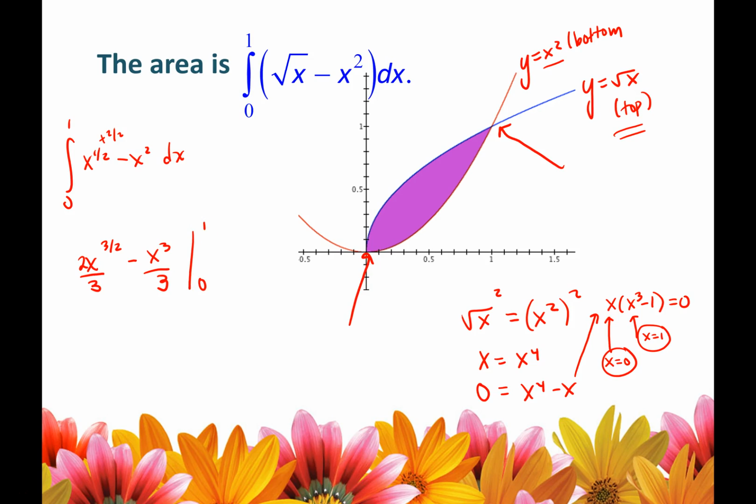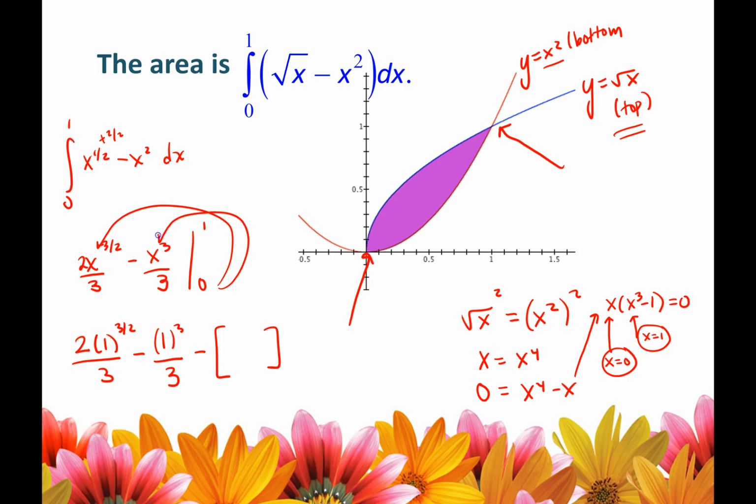So you always plug in your top number first. So this is going to give me 2 times 1 to the 3/2 over 3 minus 1 to the 3rd power over 3, and you should have big parentheses here. I could be plugging 0 in and doing the same thing as I just did, but I did it with 1. However, I know that when I plug in 0 to all that, I will get 0.